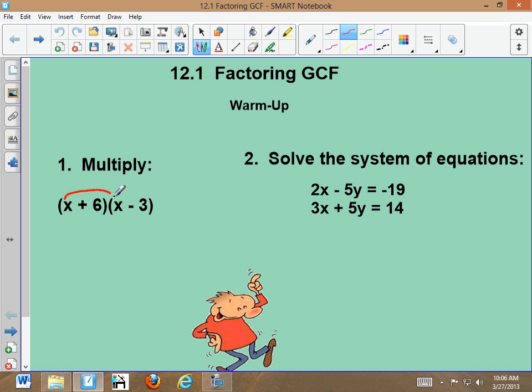Okay, here we are going to multiply the two binomials. The x has to be multiplied by everything in the second binomial, and the 6 has to be multiplied by everything in the second binomial. X times x is x squared minus 3x plus 6x minus 18. X squared plus 3x minus 18 is your answer.